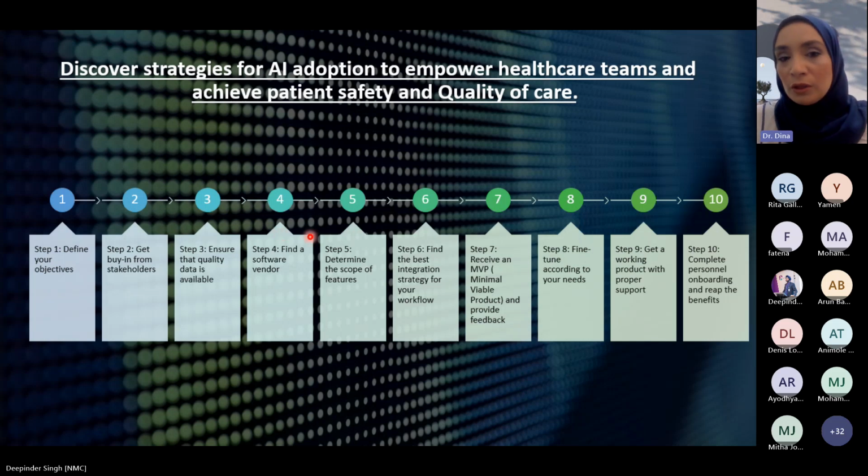Determine the scope and the features that you're looking at. Look for the best integration and strategy in your workflow. Do you want the full risk assessment to happen before seeing the nurse or after seeing the nurse? And in which step of your workflow? You have to agree on this.